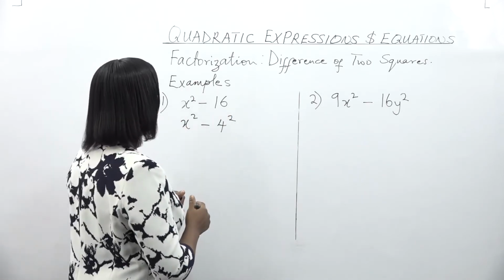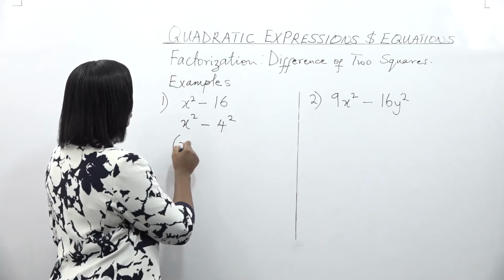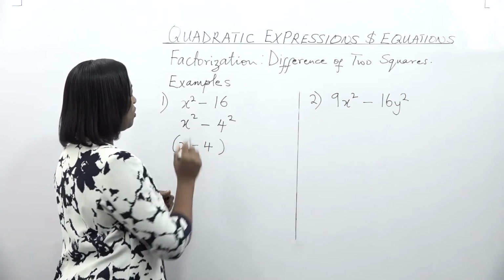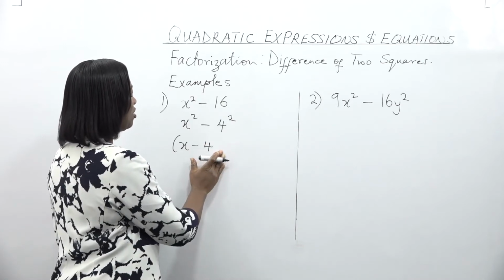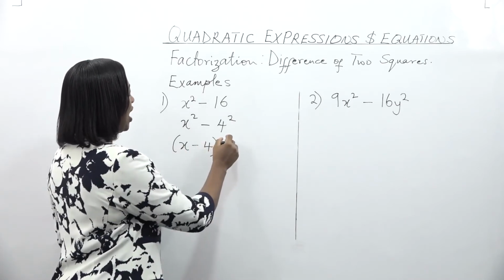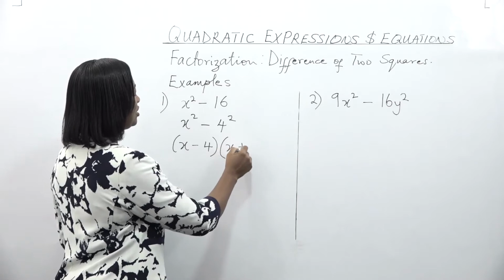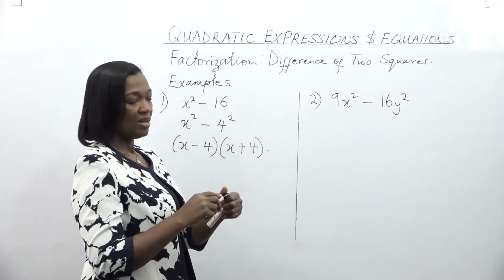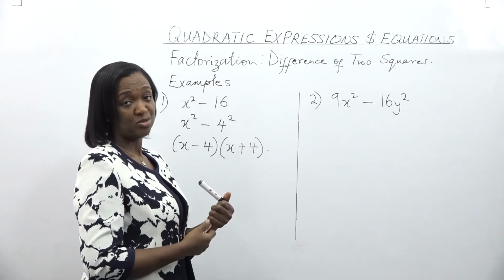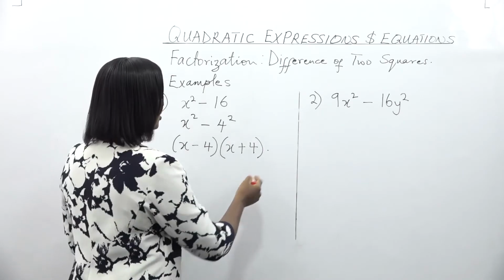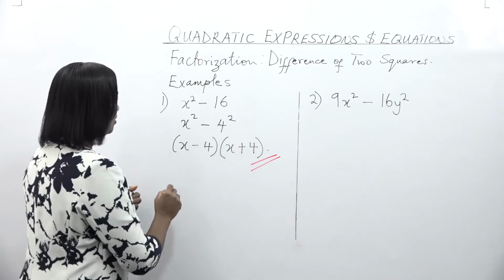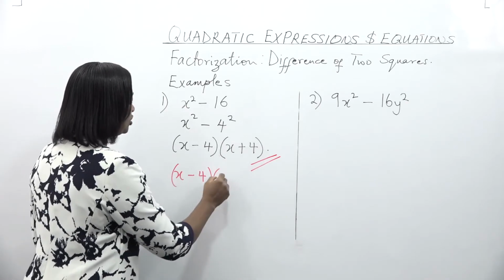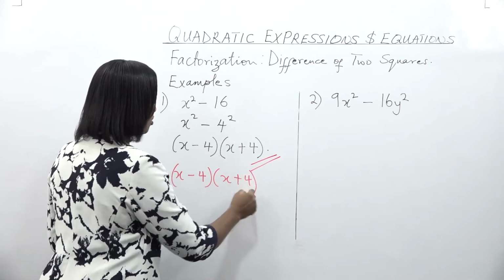So to factorize this, we open up two brackets. One bracket is x minus 4, and the other bracket is x plus 4. Let's expand this to see if it's correct, because that's our answer. X minus 4 into x plus 4.